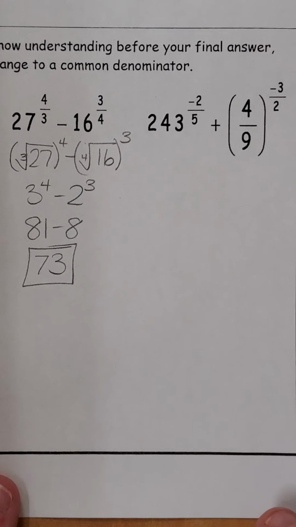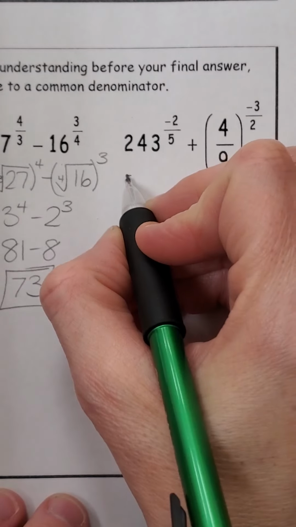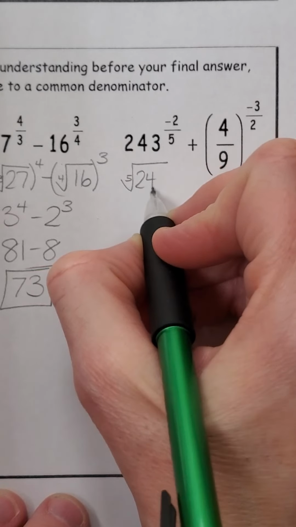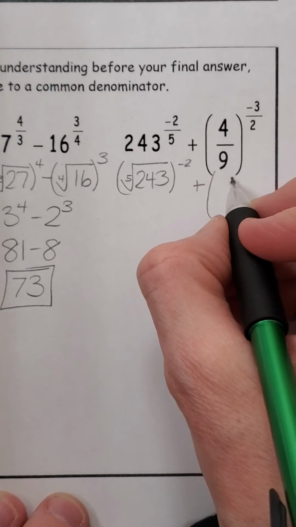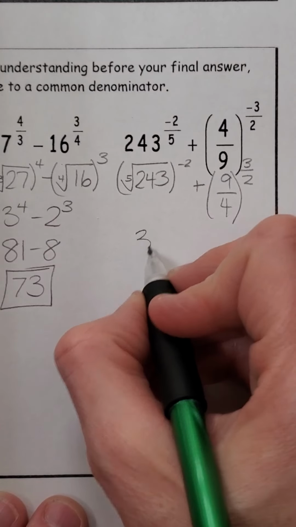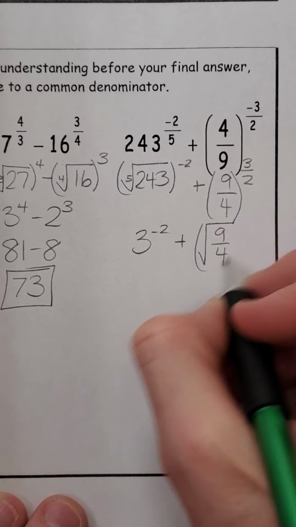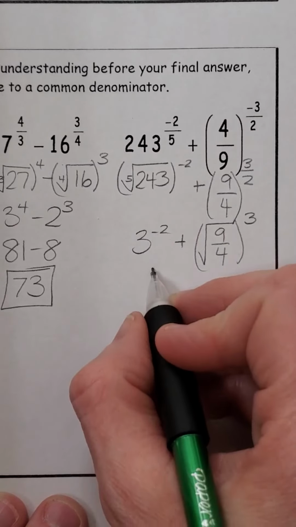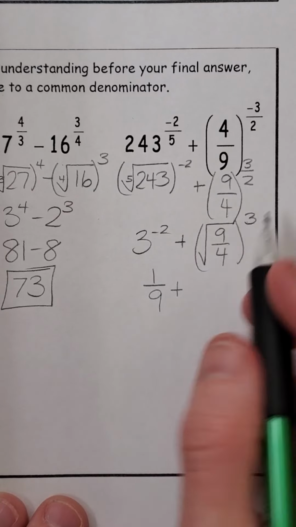And then our last one for practice, this one will be good. And it's just a matter of, right, taking your time, looking at it and trying to figure out, okay, what do we need to do here? So we'll start by taking the 5th root of 243 to the power of -2 plus reciprocal, because I have that -3 over 2. So this is 3 to the -2 plus the square root of 9 over 4 cubed. So we have 1 over 9 plus, so this is going to be 3 over 2 cubed.